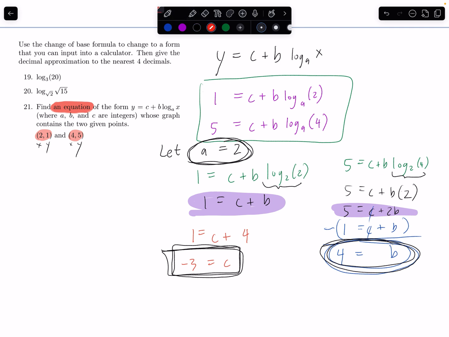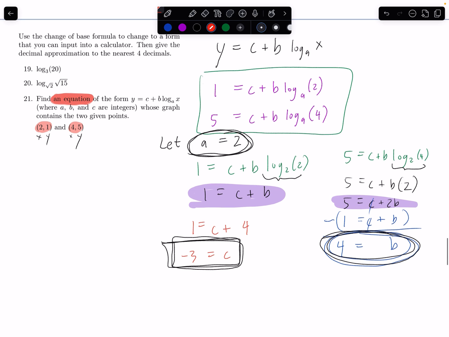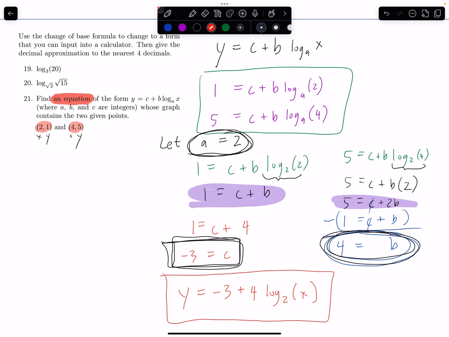And so now I'm ready to answer the initial question. We've been answering everything in red, so let's stick to red. y equals negative 3 plus 4 log base 2 of x. This is my formula. And you can double check that it works by plugging in these values for x and y and seeing that it turns out to spit out a true equation.